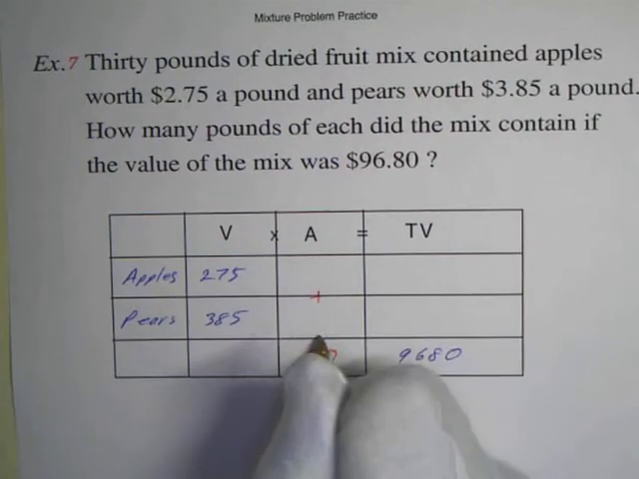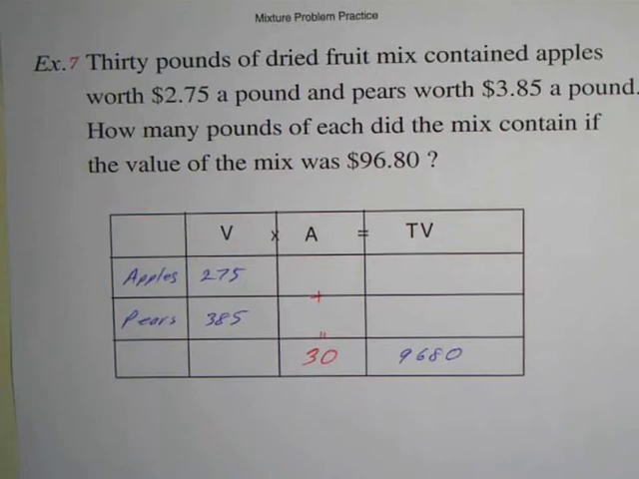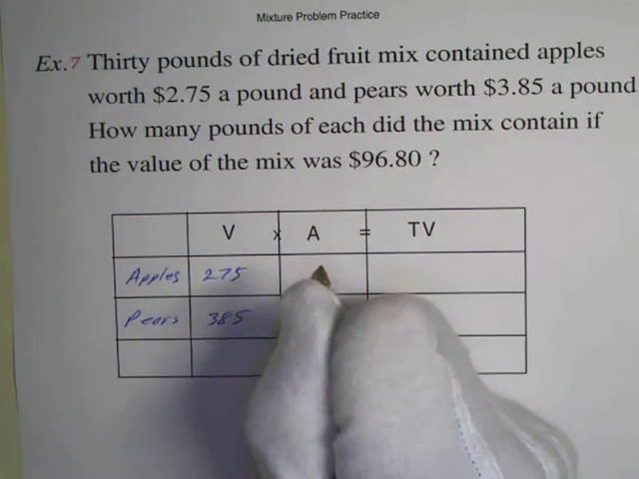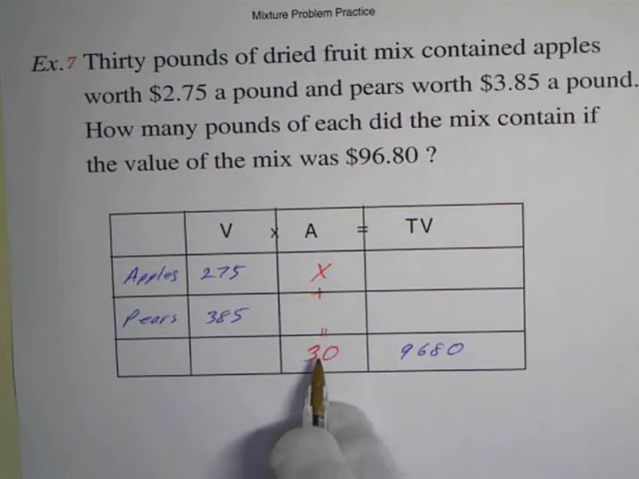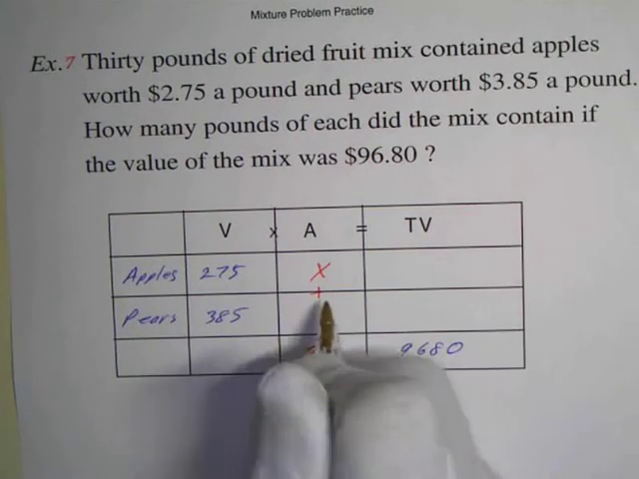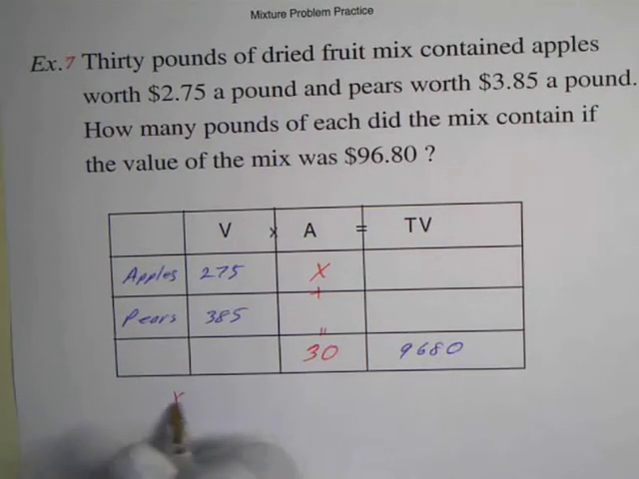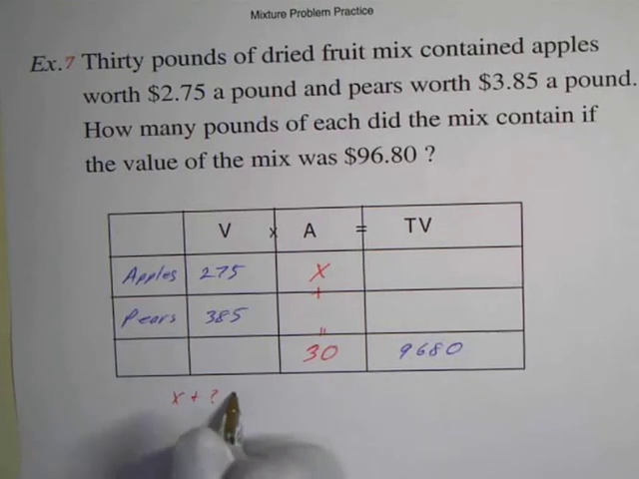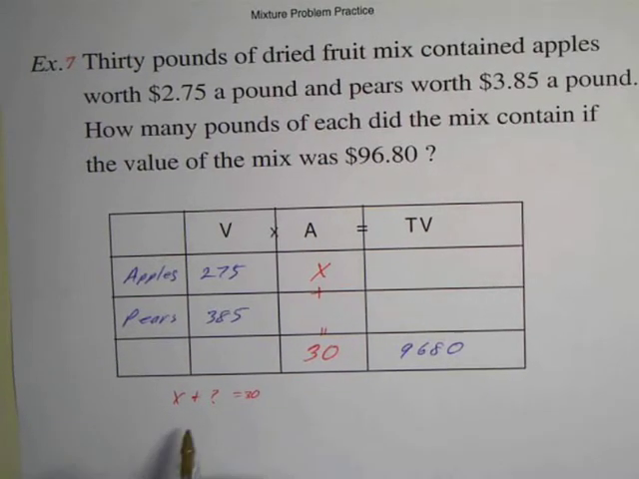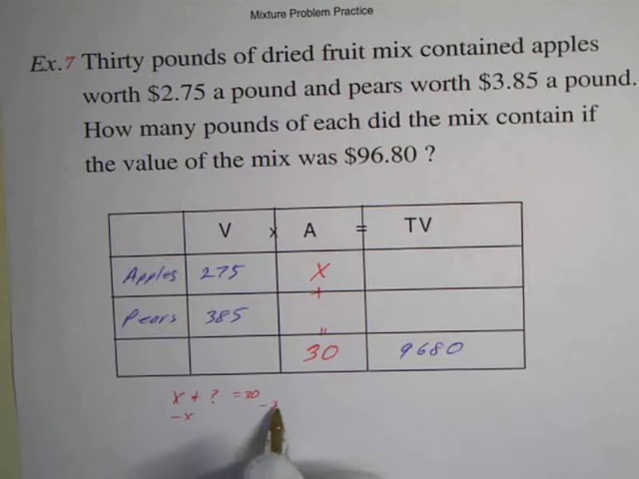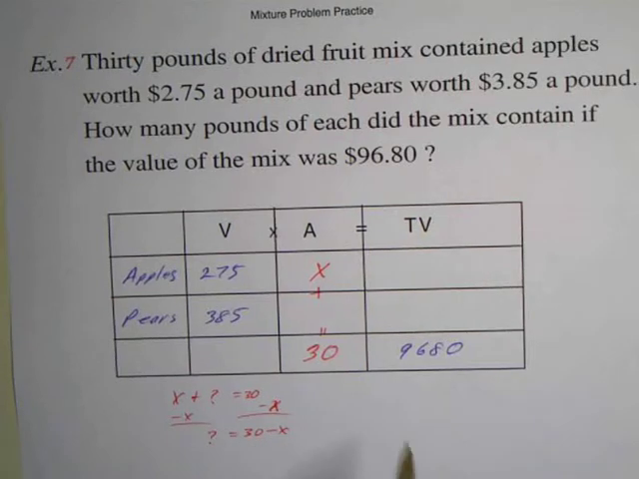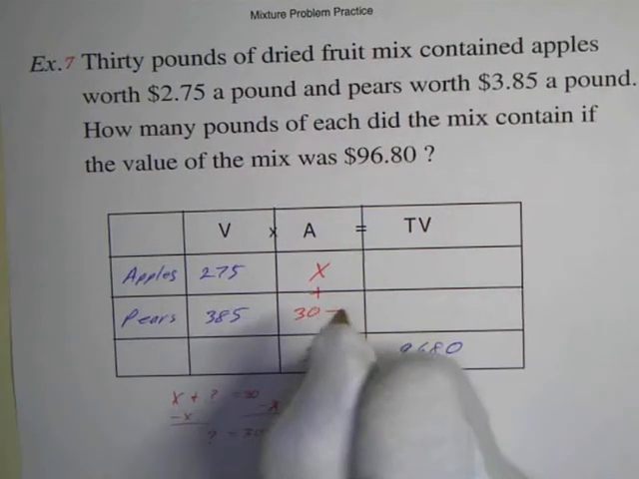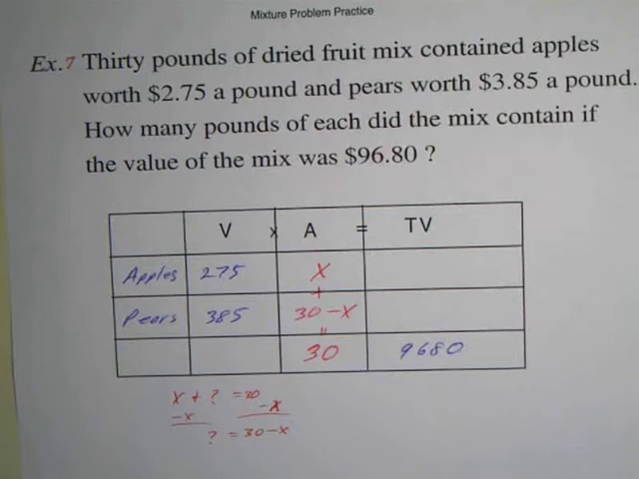And we know these are going to add down, so I've got one x to work with, so I'll call the apples x, and then I want to find out what this is. So what do I add to x to get 30? And remember, we talked about this. If you're not too sure, just say x plus the little question mark equals 30. Subtract x from both sides, and the question mark is equal to 30 minus x. And that's how much we got.